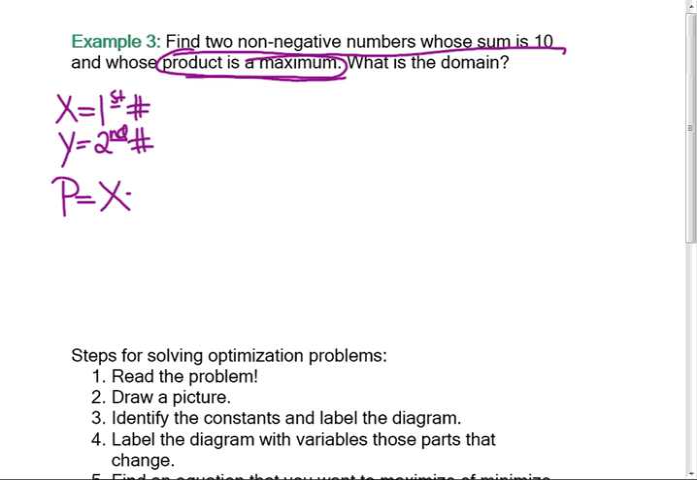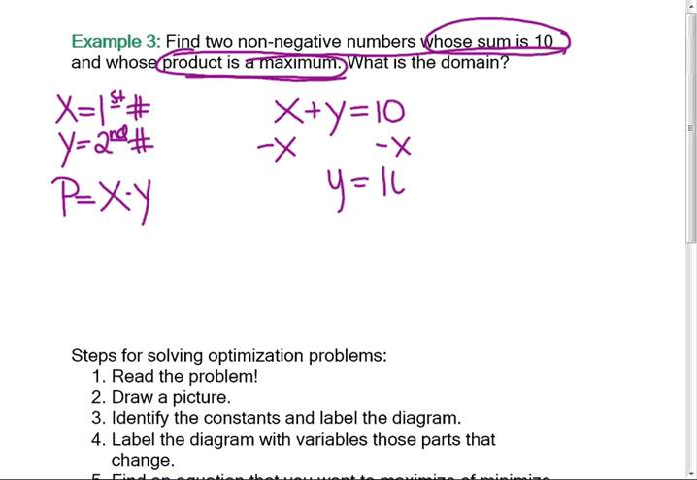X times Y. If I take my derivative now, I'm going to have to use the product rule. I don't want both of those letters in there. But I know that these two numbers add up to 10. So what's true about X plus Y? Which letter would you like to get rid of? The Y. So we'll subtract X. So Y equals 10 minus X. Some of you may go right to that statement. That's great. And some of you may be so happy because that's such a nice polynomial.